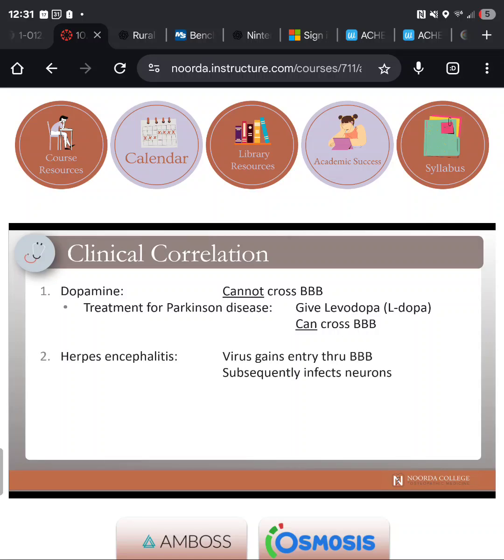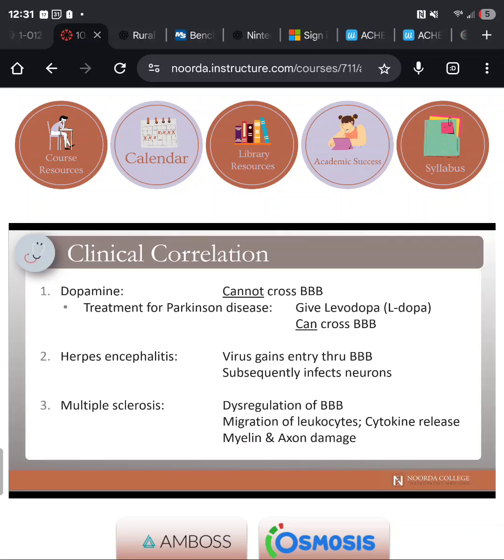Herpes encephalitis is a virus that can gain entry through the blood-brain barrier and subsequently would affect neurons. Multiple sclerosis is a dysregulation of the blood-brain barrier, which causes, again, migration of leukocytes and release of cytokines into that region of the CNS, causing myelin and axonal damage.